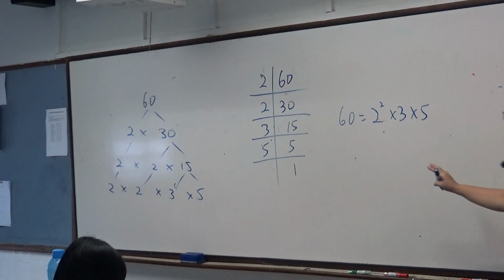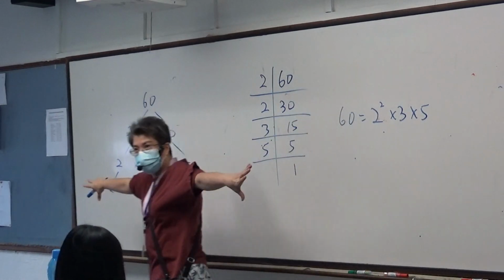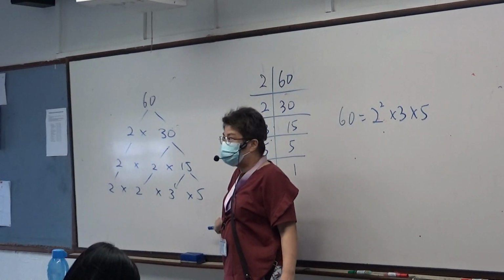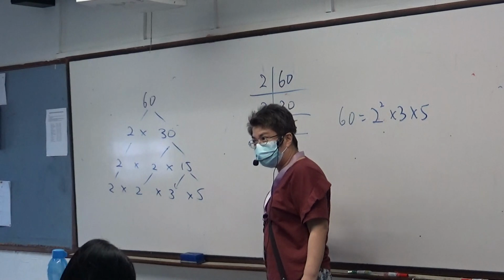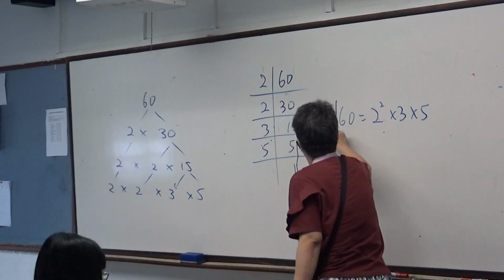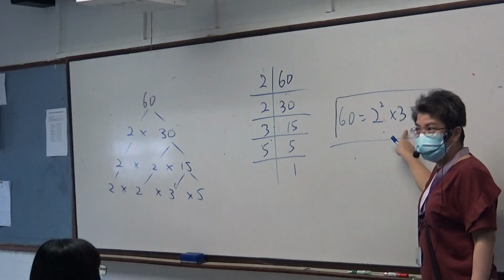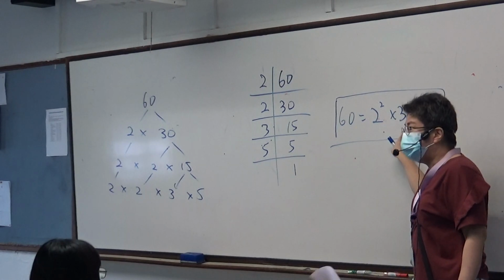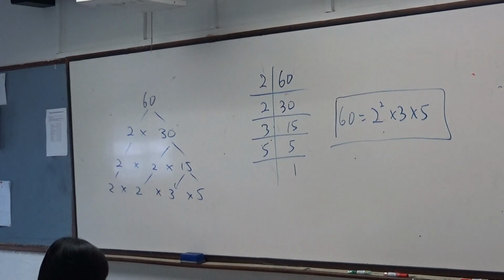Now, do you agree that they're actually the same methods? Just that I design it like that and this one I just spell out like that. That's all. But this is very cumbersome. Do you agree? So we don't use this, we use this. So when we write like that, it means we are expressing 60 in its prime factorization, and it is given in index notation. Are we clear? Alright, good.